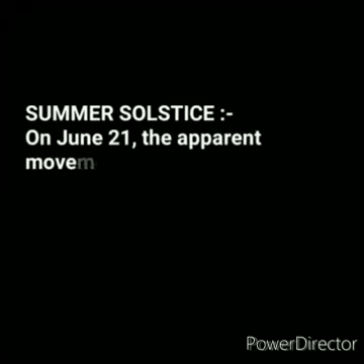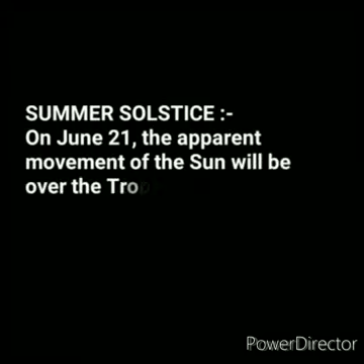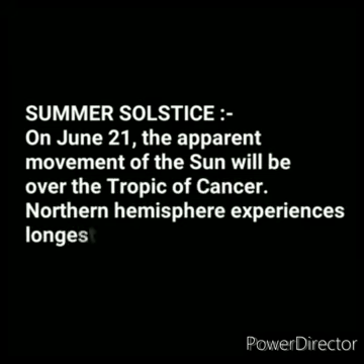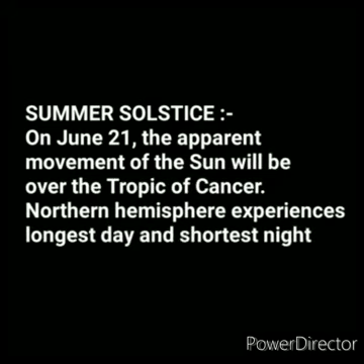From 21st March, the sun moves apparently towards the north and reaches over the Tropic of Cancer on 21st June. This day is known as summer solstice. On this day, the northern hemisphere experiences its longest day and shortest night.